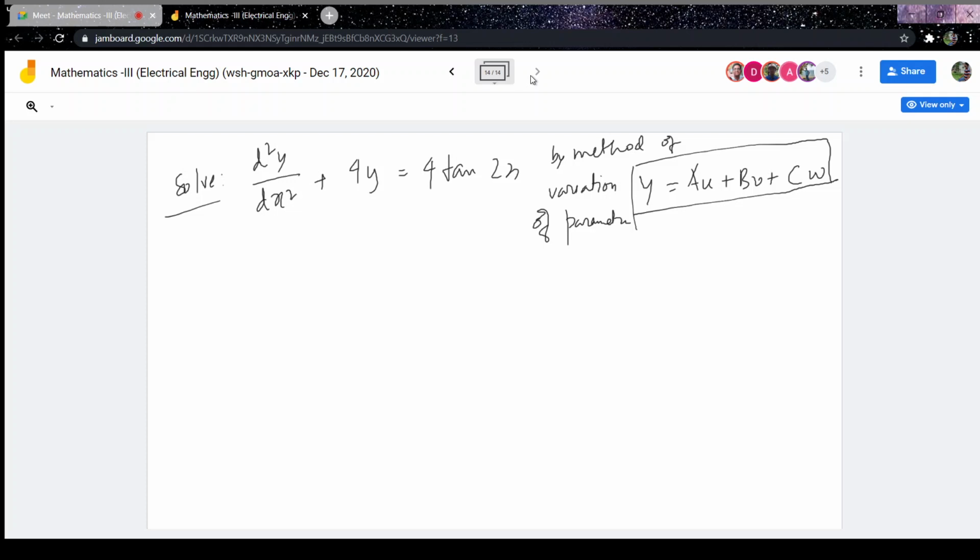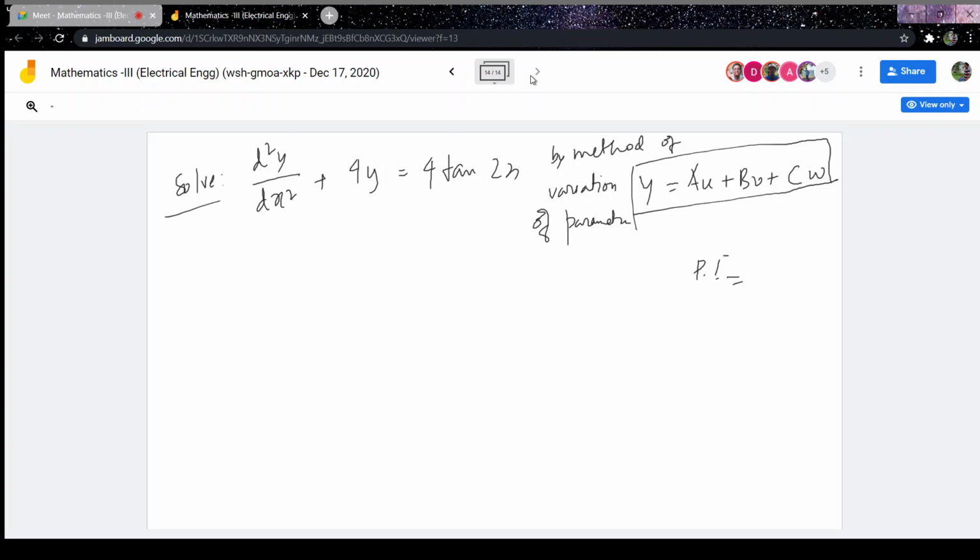And remember, we don't know any general formula for finding the PI for this type of functions. So we have to integrate separately for finding out PI, if we use the previous formula. But for method of variation of parameter, this type of function is easier to solve.